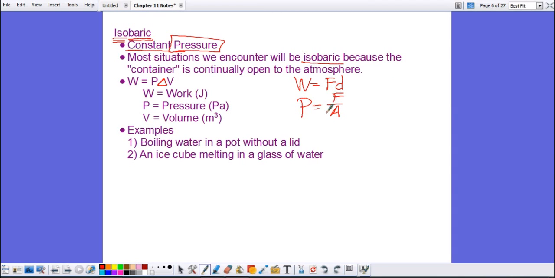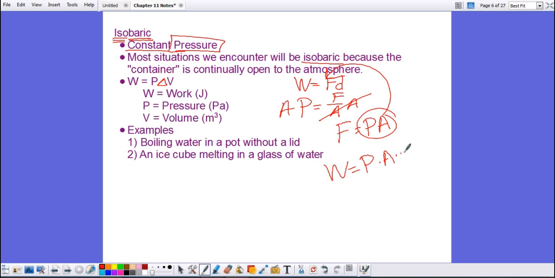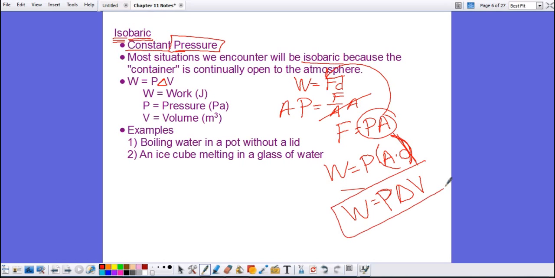Then we're going to rearrange the pressure equation and solve it for the force, so multiply both sides by the area. Force is now equal to pressure times area. Substitute this in, so work is equal to pressure times area times a distance. The volume is the cross-sectional area multiplied by the height, so this is the volume. So work is equal to pressure multiplied by the change in volume. And that is how we derive this equation.